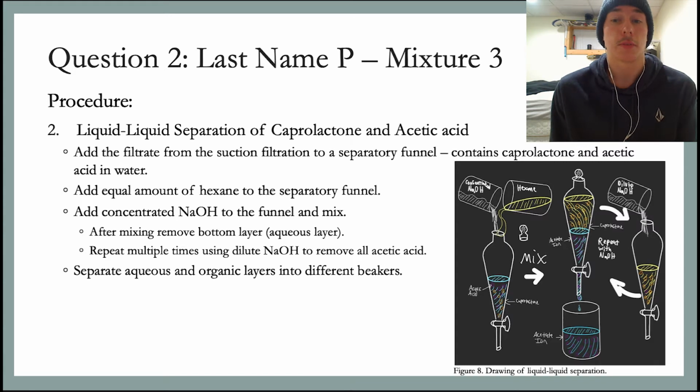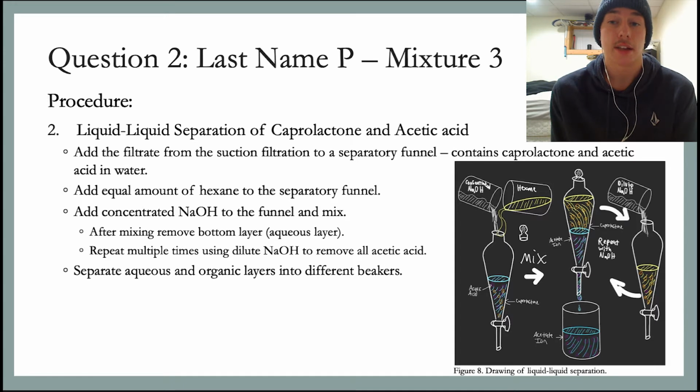This will dissolve the caprolactone and the acetic acid, meaning they will currently be in both layers. Next, we'll add concentrated sodium hydroxide to the funnel. We use concentrated sodium hydroxide because there's already water in the funnel, so if we were to dilute the sodium hydroxide, it wouldn't have as much of an effect on deprotonating the acetic acid. Then once this has been added, we mix the funnel. This will deprotonate the acetic acid into acetate ions. These ions will be forced into the aqueous layer of water and sodium hydroxide as they are insoluble in hexane.